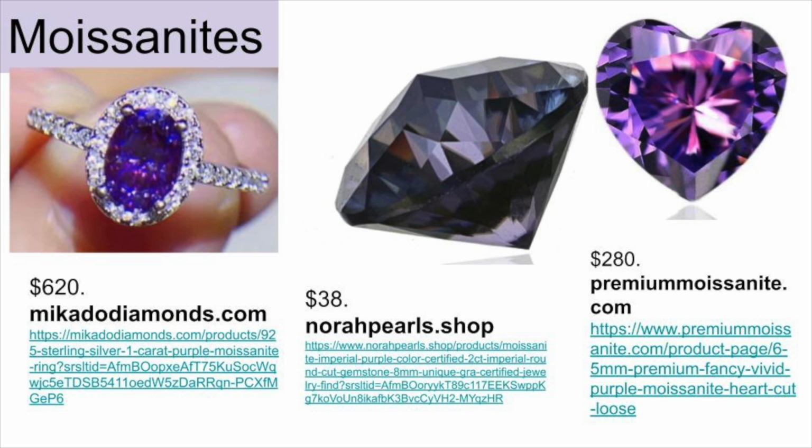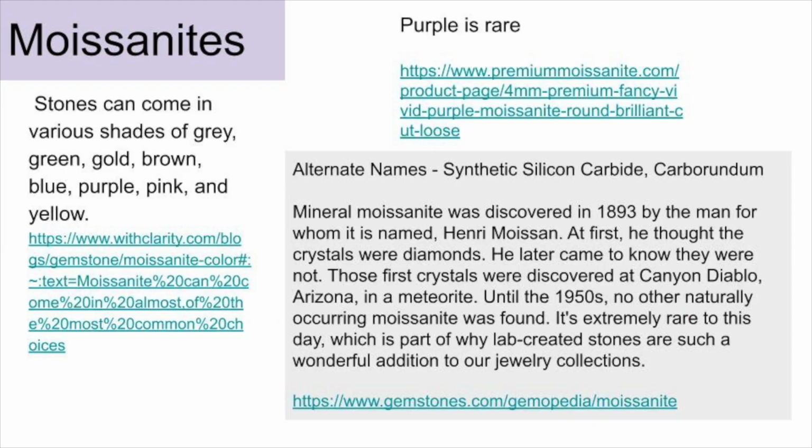This is purple moissanite, but moissanite can also be clear and is also compared to a diamond but being a more affordable alternative. Moissanite is mostly used in jewelry. It doesn't grow in a cluster like an amethyst. It's mostly found in little deposits, so that's why it's on the more expensive side. Moissanite can also come in different shades of gray, green, gold, brown, blue, pink, and yellow.